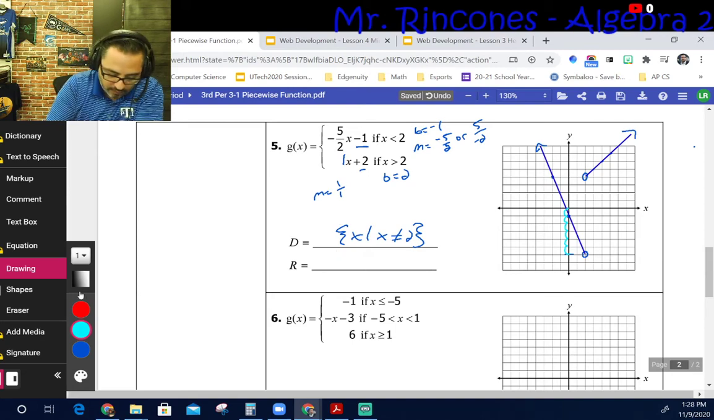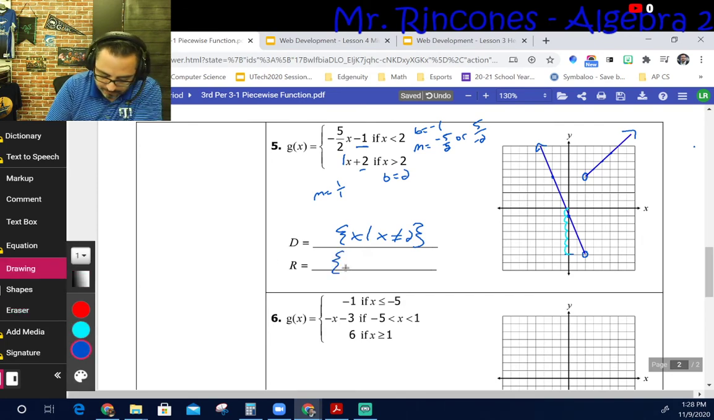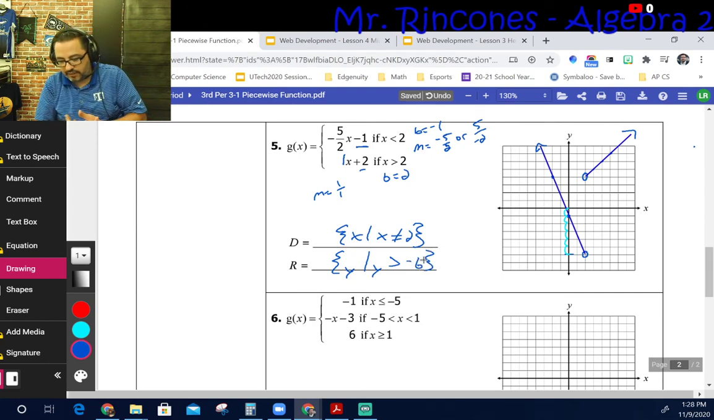So then for my y, well, it turns out that y is simply greater than negative 6, right? It doesn't equal negative 6, it's greater than negative 6. All right, so hopefully this sounds well, and I'll post it as another example to your notes.